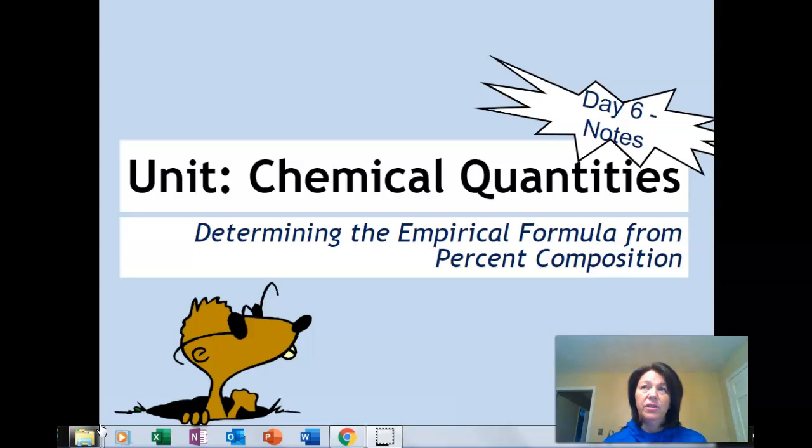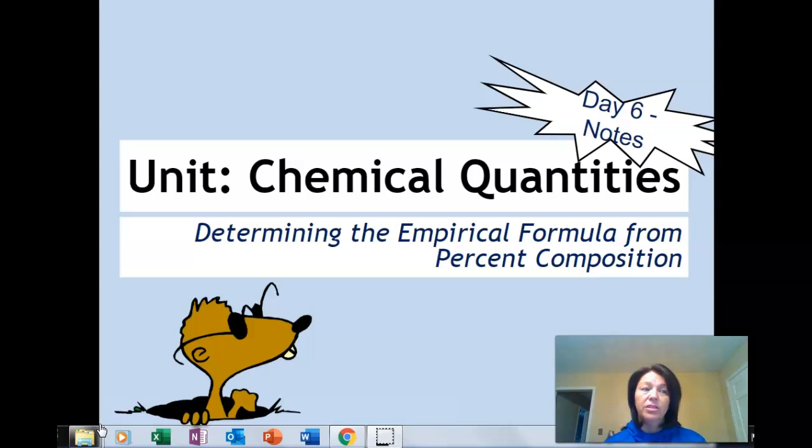Just a scenario here. Let's say that you are given a compound and you are told that it has 63.7% carbon and 16.3% hydrogen and some other chemical, and you have to figure out the formula for that. And the way you would do that is to find the empirical formula from the percent composition, and from there then we can find the molecular formula of the compound.